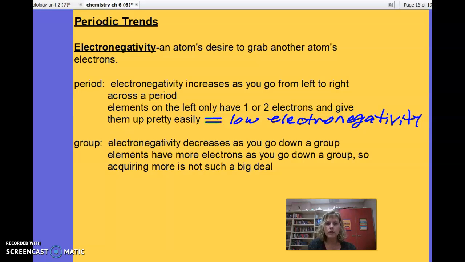So these are the general trends with electronegativity. It decreases as you go down a group, since elements that have more electrons as you go down a group, acquiring more is really not such a big deal. Electronegativity increases as you go from left to right across the period.